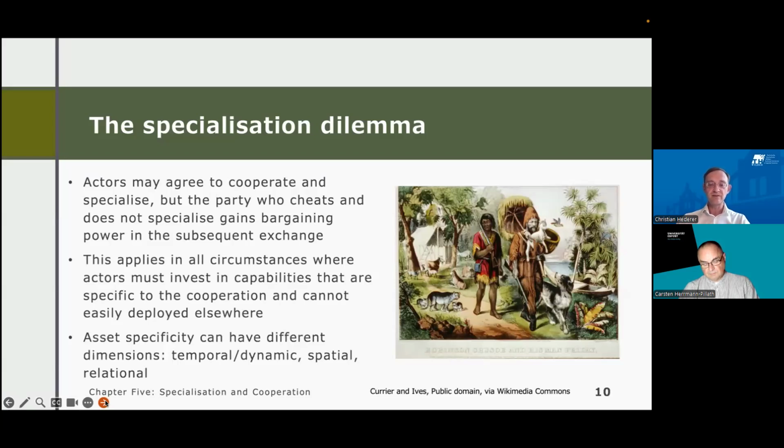Special asset specificity may play a role when, for example, a producer in a supply chain locates closely to its main customer. A similar logic applies to relational asset specificity. Think of a real estate agent investing in building up a social network. All these decisions have a bearing on the development of comparative advantage and the specialization dilemma over time.